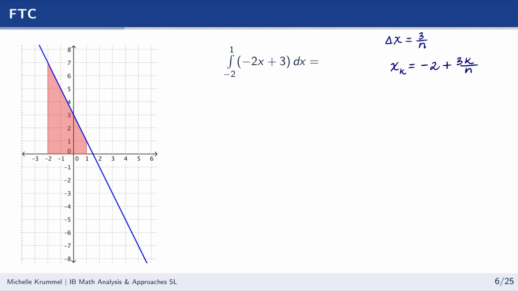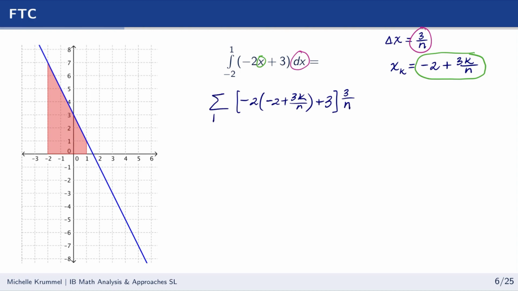Now we're going to make some substitutions. We're going to replace the dx here with delta x. And then we're going to replace the x here with negative 2 plus 3k over n. So negative 2 times, now we're making a substitution, negative 2 plus 3k over n, plus 3. Okay, so there's our function. We're going to multiply by delta x, which is 3 over n. We're going to sum from k equals 1 to n, and then we're going to take the limit as n approaches infinity. Now let's simplify algebraically.